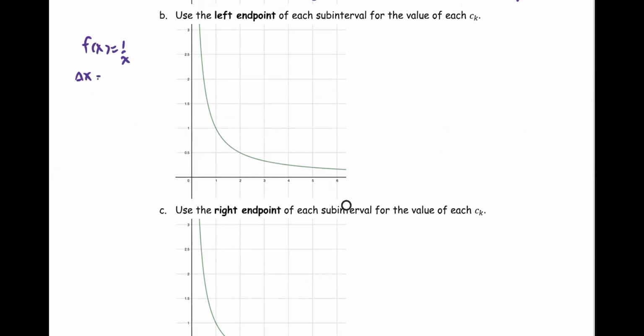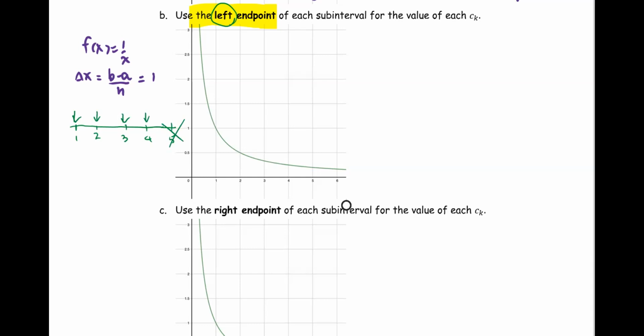The delta x is the same, which is b minus a over n that we computed to be 1. But this time we're going to use the left endpoint. The left end means, from the list that we have, I'm going to put the note over here. The first one, as we have the 4 equal subintervals, 1, 2, 3, 4, 5. We're going to use the left to compute the height of the rectangle. So we're going to use the first left, second left, third left, and fourth left, not the last one.